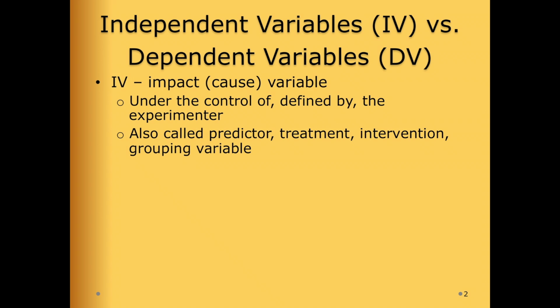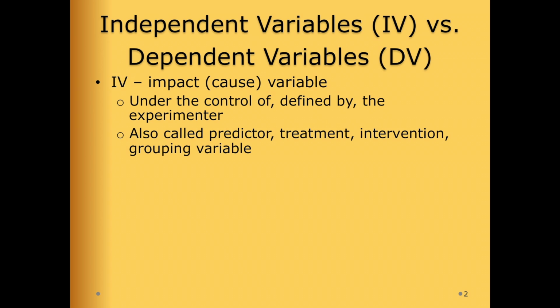Other names used to describe the independent variable in research include the predictor, the treatment, the intervention, or the grouping variable. In clinical psychology, we are interested in the effects of treatments on individuals' mental health, so we will frequently refer to the independent variable in many of our studies as the treatment. Whether the researcher has a great deal of control or very little control over the independent variable, the IV is the variable we are interested in observing the impact or effect of.